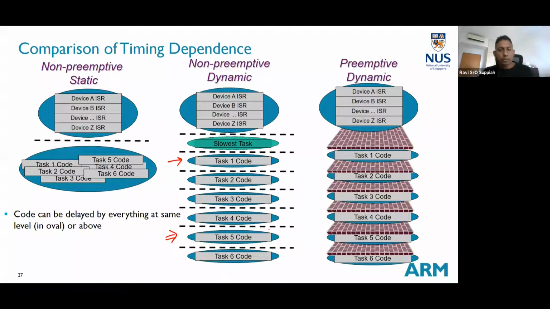Then I may jump to task six and task two and so on. So it is always dynamic. But it's non-preemptive, which means I will still run to completion and then I will switch to the next task that is given to me by the scheduler. In preemptive dynamic, which is what we are seeing here, every task is running, but at the same time I can get switched out and another higher priority task may run at any point of time.